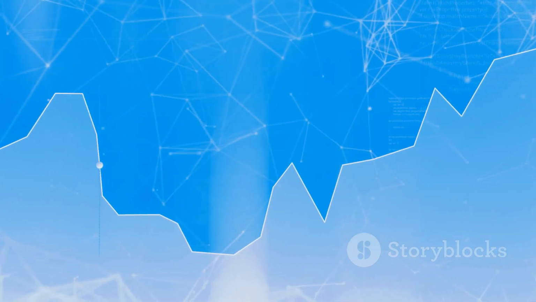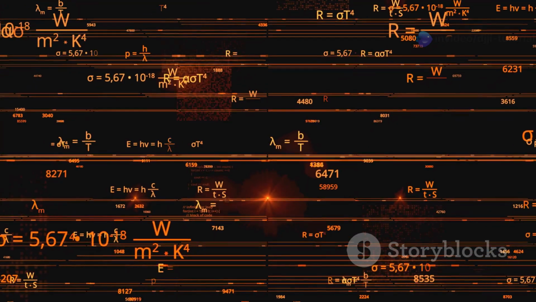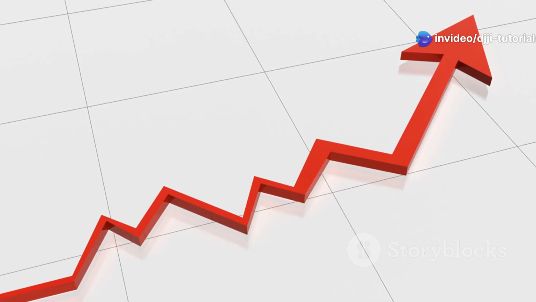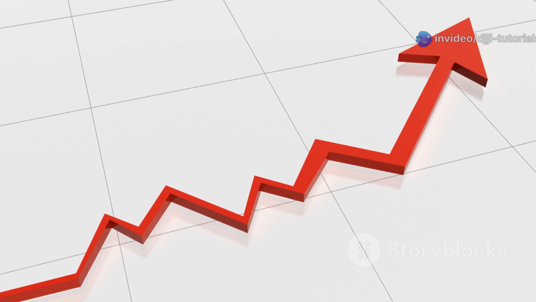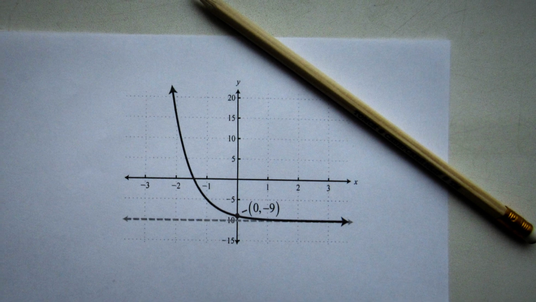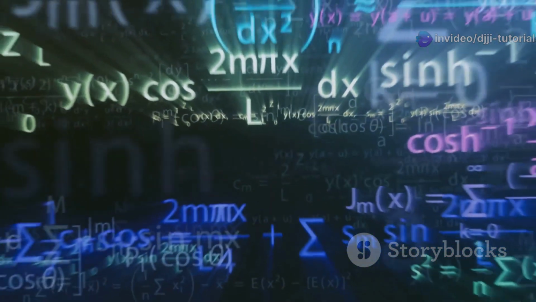Title: Detailed steps. 1. Determine the direction of the parabola. If a, the coefficient of x squared, is positive, the parabola opens upwards. If a is negative, the parabola opens downwards. 2. Find the axis of symmetry. The axis of symmetry is a vertical line that passes through the vertex. The equation of the axis of symmetry is x equals negative b over 2a.